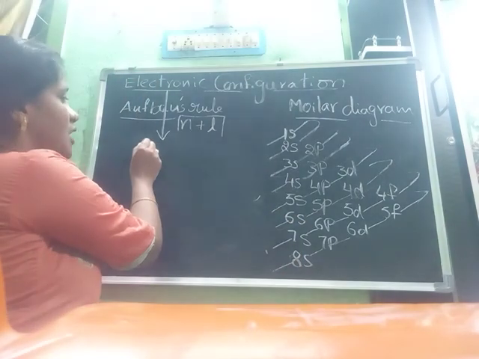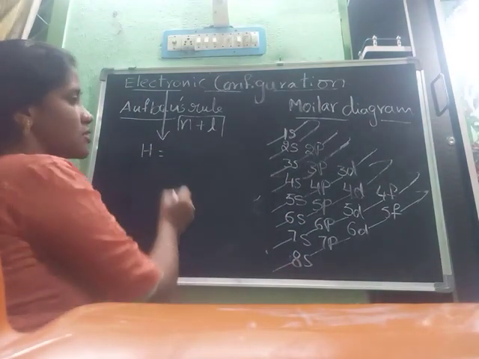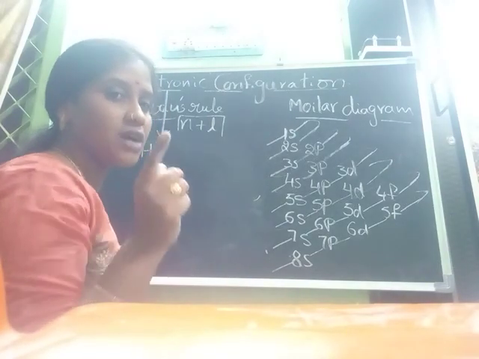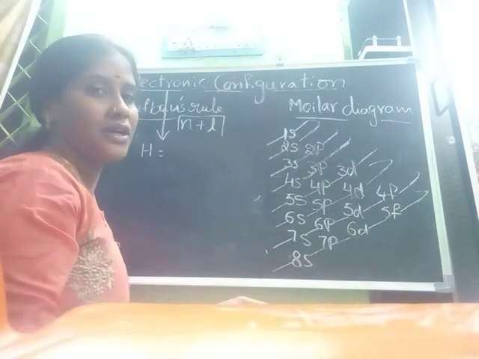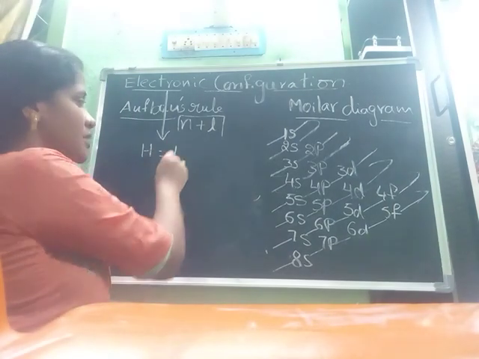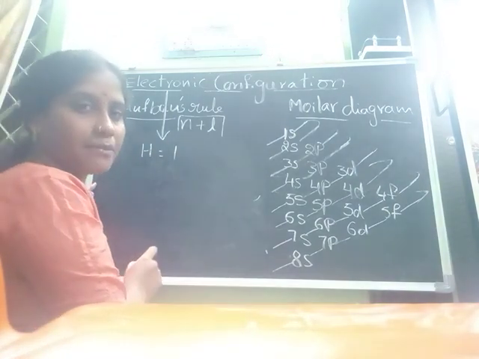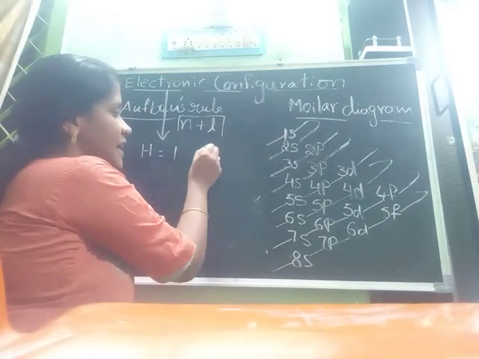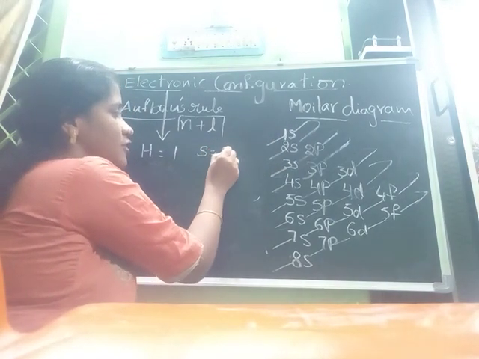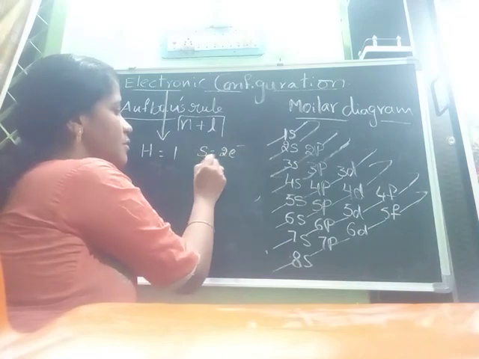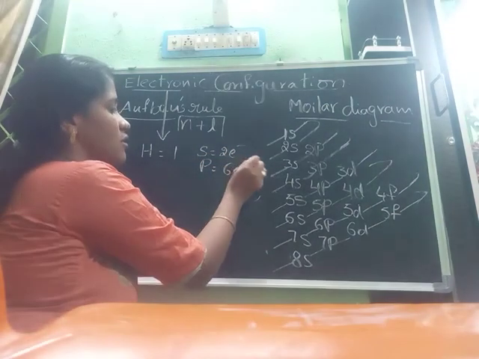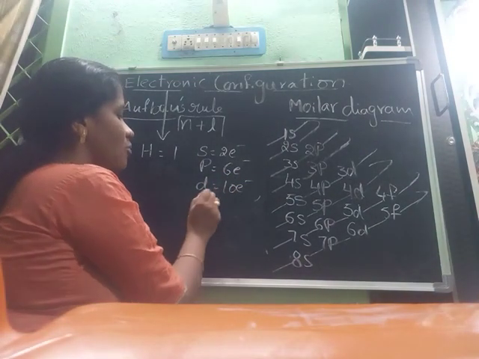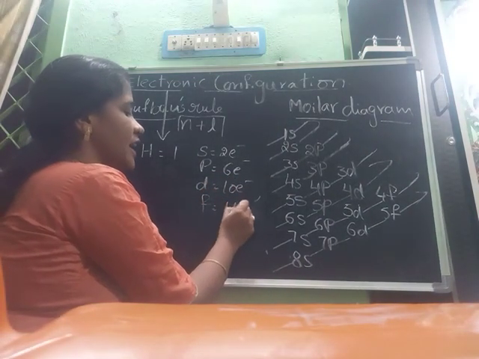For example, hydrogen. To write the electronic configuration, you have to know the atomic number. Hydrogen atomic number is 1. It contains only 1 electron. So what did I say? S maximum, how many electrons? 2 electrons. P maximum? 6 electrons. D? 10 electrons. F? Maximum 14 electrons.